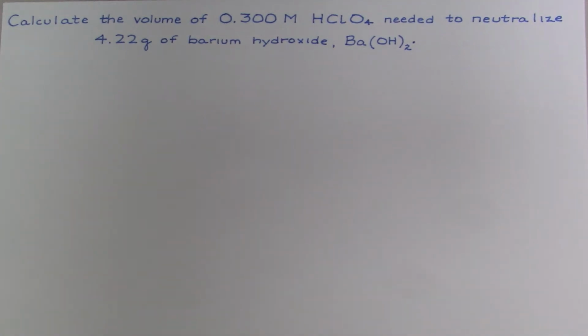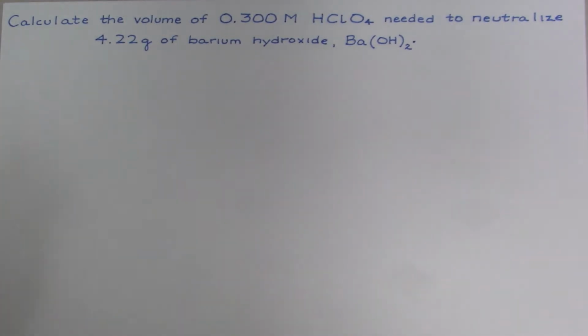In this week's video, we will be discussing acid and base titrations. We will be doing two problems. The first problem says: calculate the volume of 0.300 molar HClO4 needed to neutralize 4.22 grams of barium hydroxide.